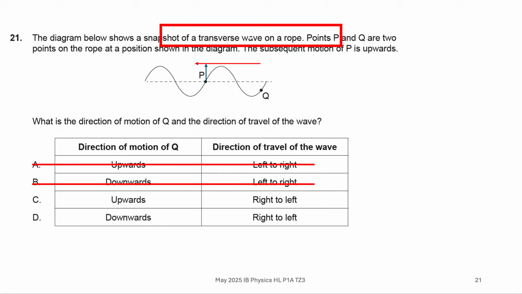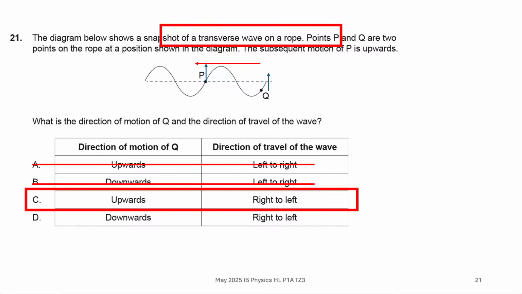We then need to think about point Q, and we're going to use a similar argument. If you notice on the right-hand side of Q, we've got a 0, for example. Now, if the wave is moving to the left, the next thing that Q is going to do is approach this 0 point. So in other words, Q is going to move upwards, which is why the answer here is C. Because Q is moving upwards, it's eventually going to become a 0 and then become a positive value. In that sense, it's at that point moving in the positive or upwards direction.